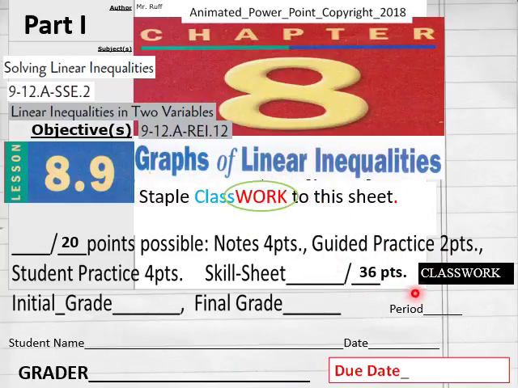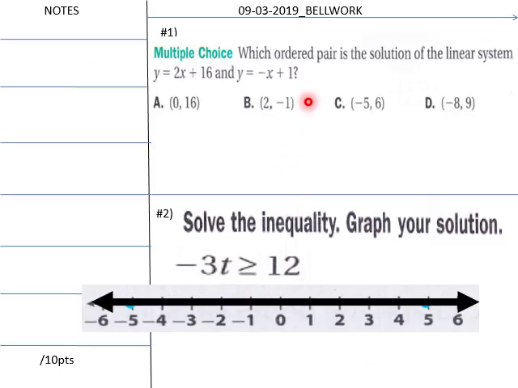8.9, Graphs of Linear Inequalities. We have a 36-point classwork sheet today in the classroom, and then 20 points of notebook taking for students that I check on Fridays. Here are your standards up here, objectives, and teachers.